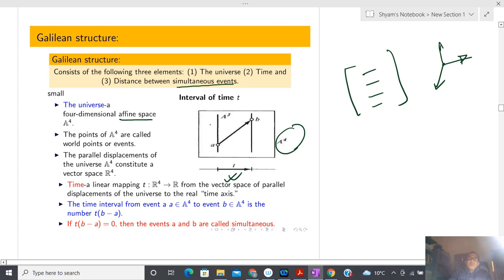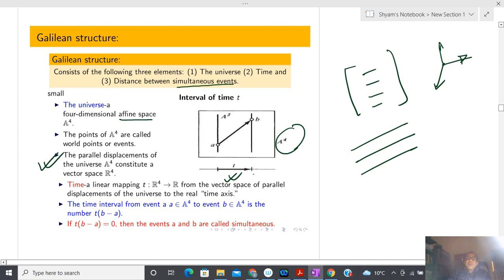So this is the world point basically, and the parallel displacements of the universe A4 constitute a vector space R4. If you see the parallel displacement, it is possible to show that it is going to constitute some kind of vector space. This kind of thing I will discuss once I talk about the vector space.